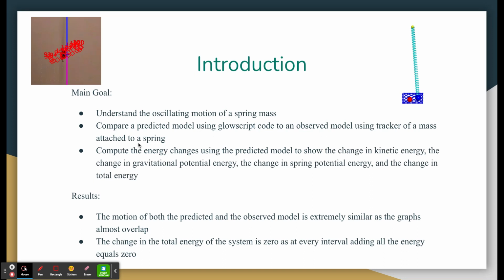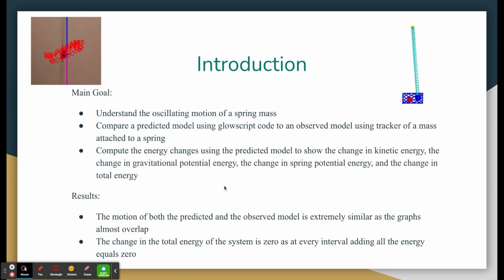We will determine this by comparing the predicted model with a GlowScript code and the observed model using Tracker, to determine how the change of energy in the system affects its motion, or if there is no change of energy in the system.